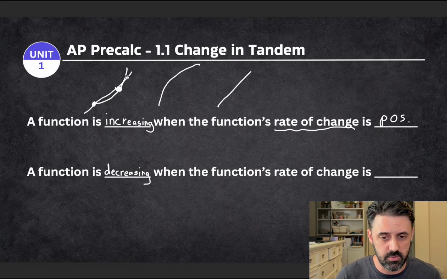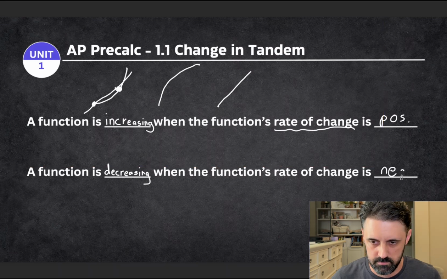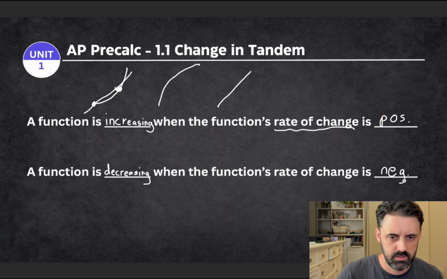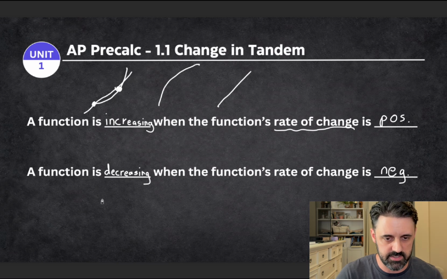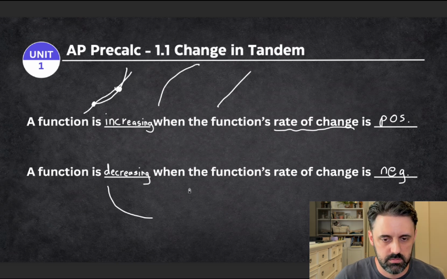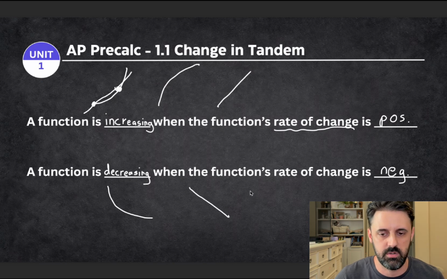Likewise, a function is decreasing when that function's rate of change is negative. And again, the graph might be above or below the x-axis, but its rate of change is negative when the function's decreasing. So again, decreasing looks like this, down and to the right, or down and to the right, or even down and to the right like that.